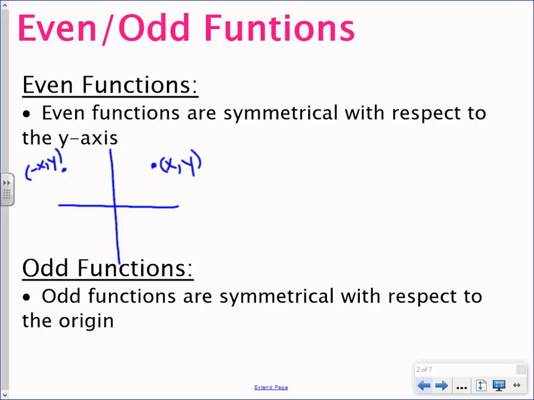So what's happening? x and negative x have the same y value. Do you see that? x and negative x have the same y value. So for an even function, when we plug x into our function and get a y value, it is the same as plugging in negative x into our function and getting a y value. Plugging in x and negative x get us the same y value if we have y-axis symmetry.